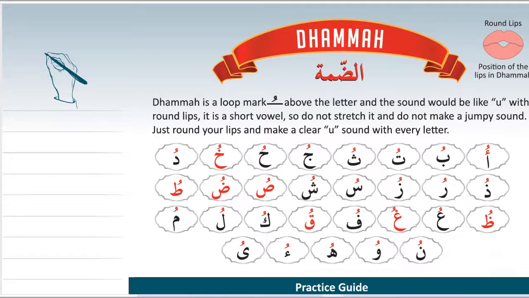So ba, dhamma, bu. Then let's revise again. Ta. Ta is just like a boat, but it has two dots at the top, above the letter. So ta, dhamma, tu, tu. Now the next letter is a boat with three dots at the top. So we know this is tha.